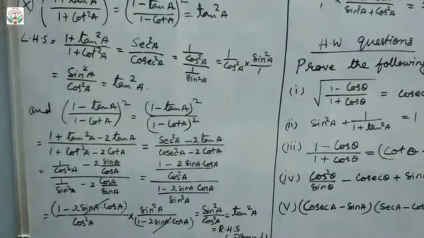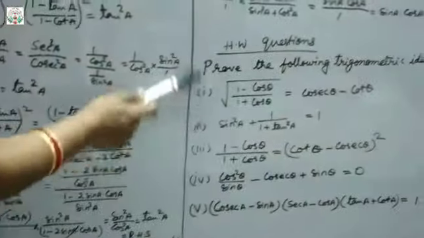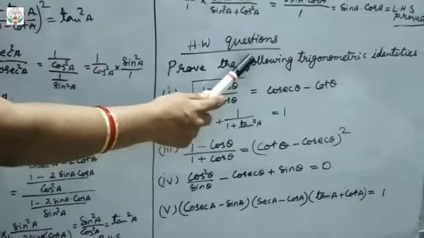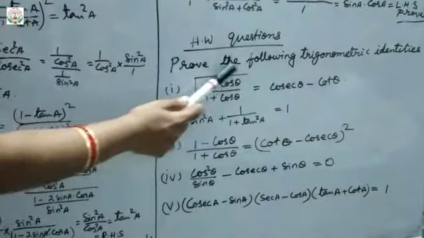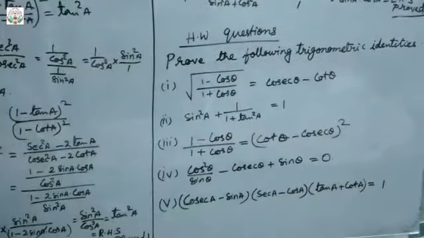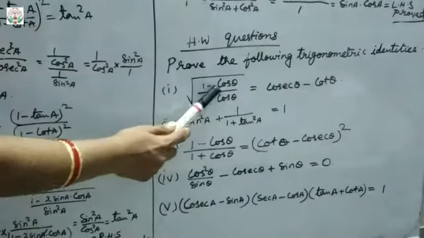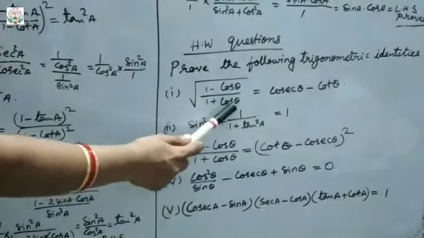Okay. Now these are the 5 extra questions which you have to solve. Homework questions. Okay. Prove the following trigonometric identities. What is that first one? Square root of 1 minus cos theta upon 1 plus cos theta.